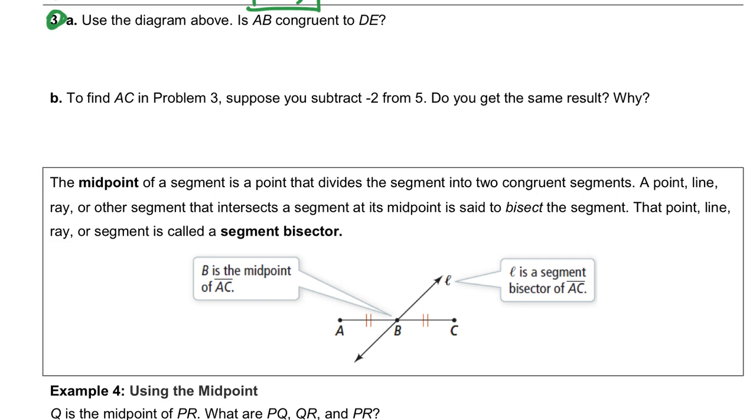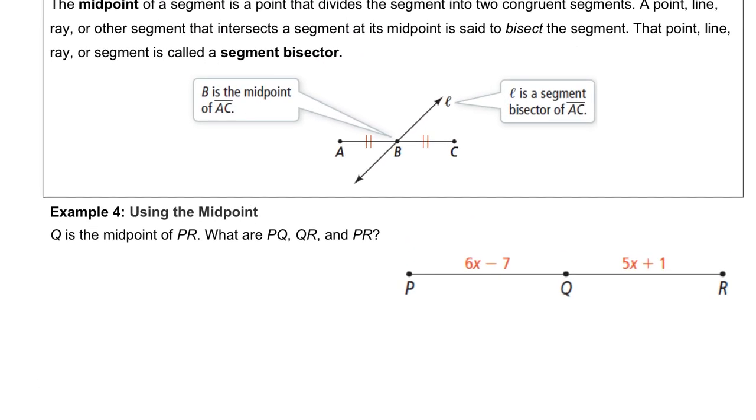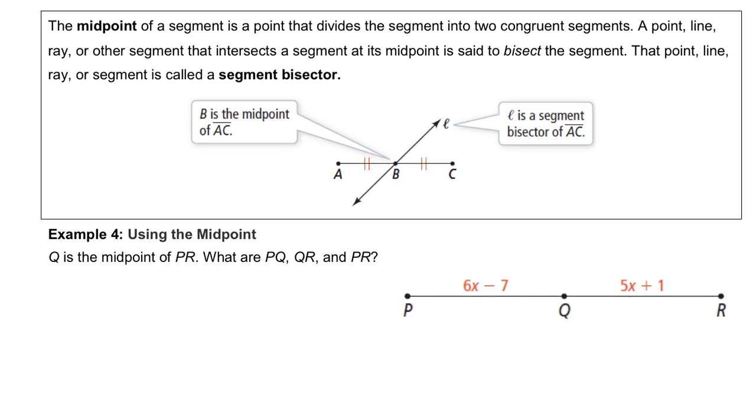I'm going to move on to the last examples that include midpoints. So the midpoint of a segment is a point that divides the segment into two congruent segments. Okay, it's the middle, all right? A different definition: when a point, line, ray, or other segment intersects the segment at its midpoint, we say that it bisects the segment.